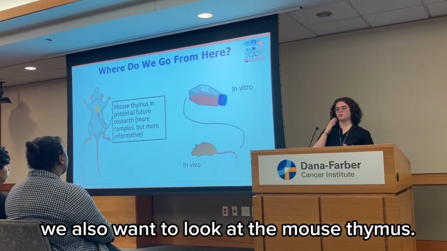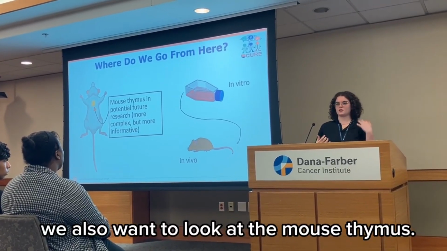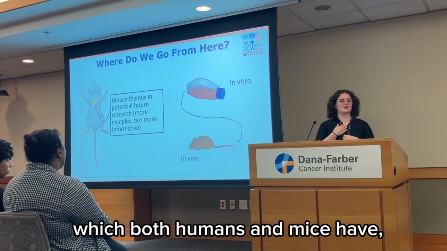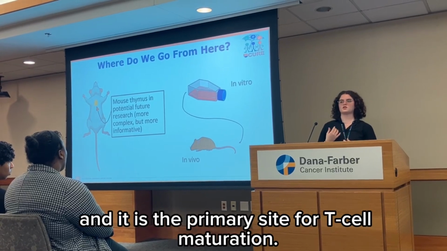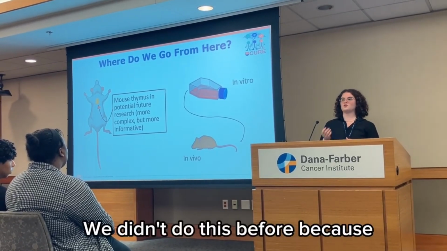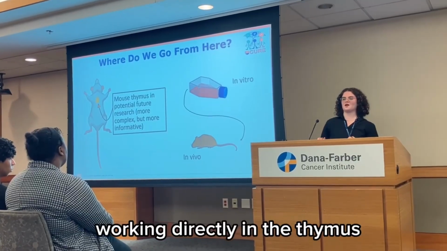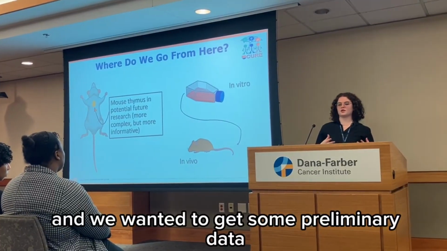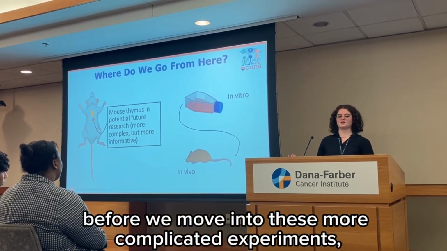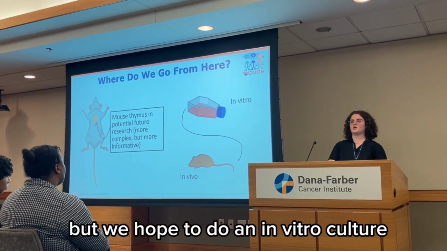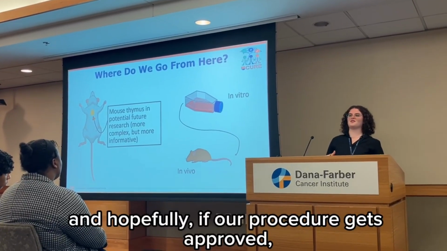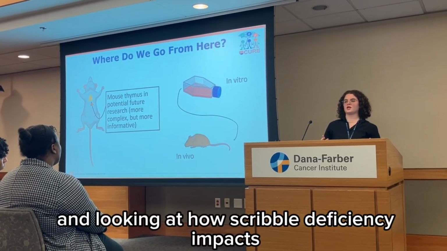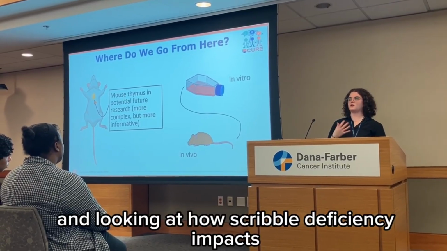And additionally, we also want to look at the mouse thymus. The thymus is a gland located above the lungs, which both humans and mice have, and it is the primary site for T cell maturation. We didn't do this before because working directly in the thymus is more complex than just doing a cell culture, and we wanted to get some preliminary data before we moved into these more complicated experiments. But we hope to do an in vitro culture, and hopefully, if our procedure gets approved, an in vivo mouse model of the thymus, and look at how Scribble deficiency impacts this T cell maturation.